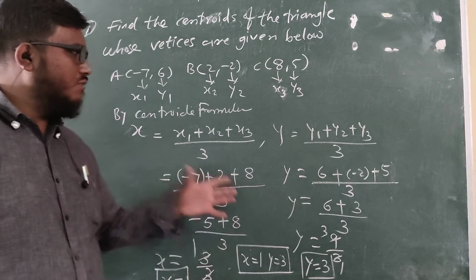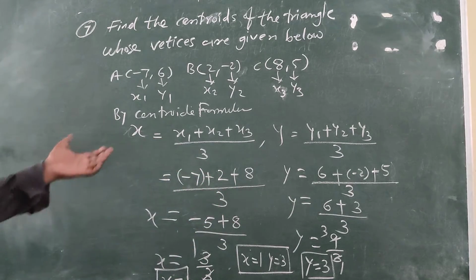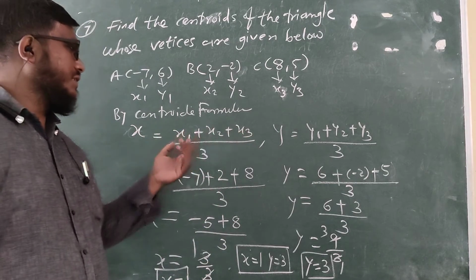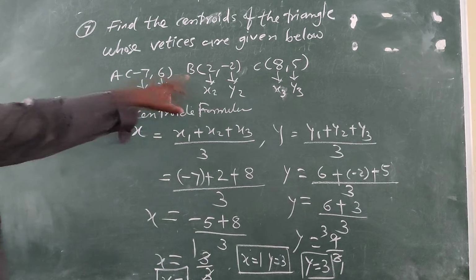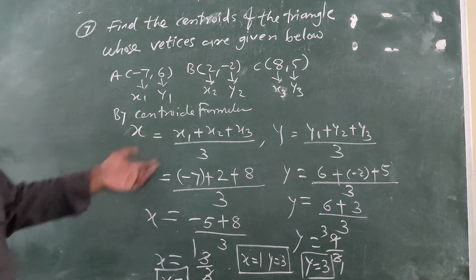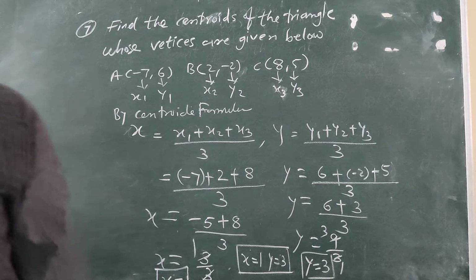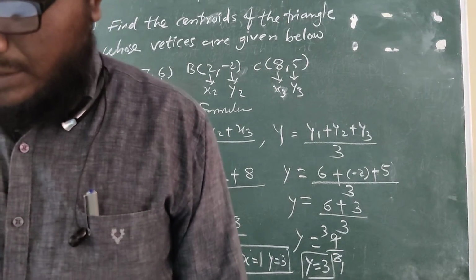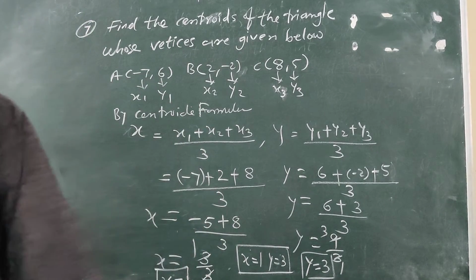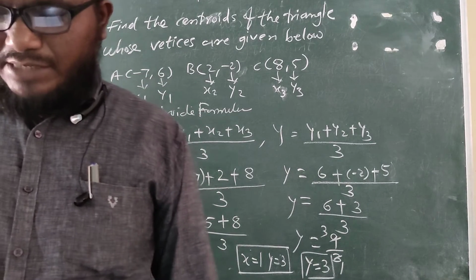So like this we have to solve the example. Very simple formula is there. x1 plus x2 plus x3, all three will get here in 3 points coordinate, and y1, y2, y3 divided by 3. Like this we have to solve. Another example which is included in 7 question, and two similar examples are there.